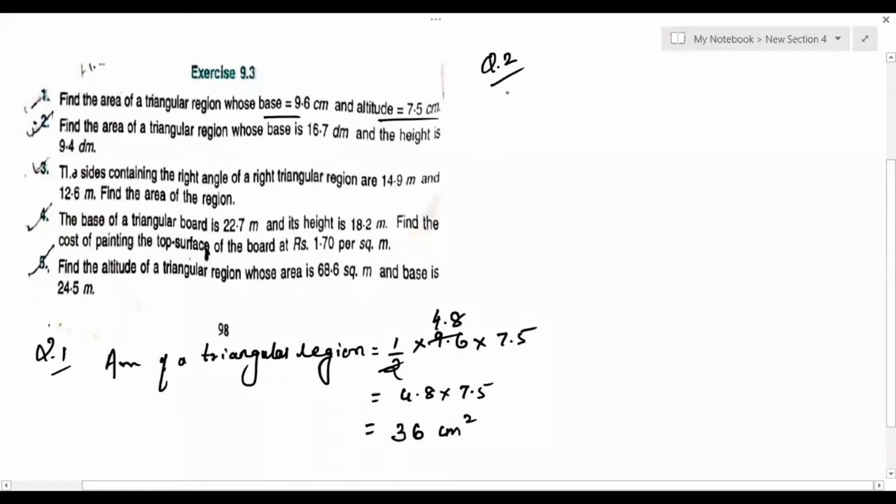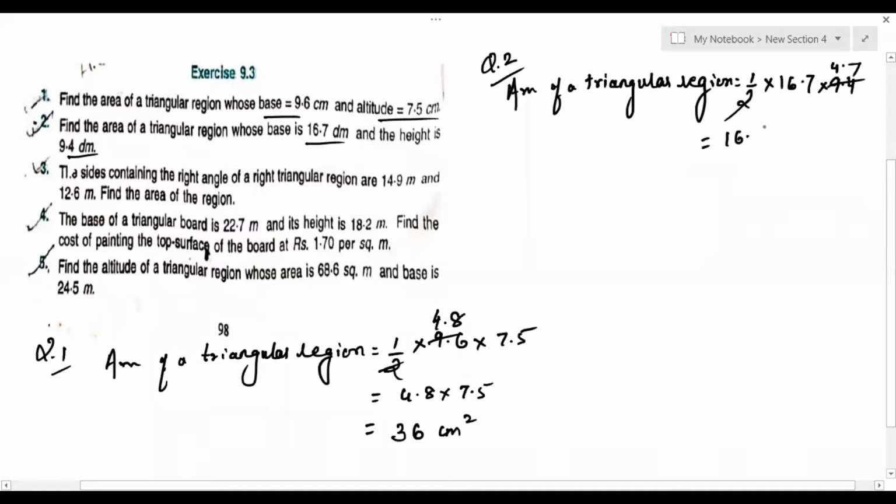In question number 2 we have the base as 16.7 decimeter and the height is 9.4 decimeter. So again, the area of a given triangular region. Again we will go ahead with half into base into height. Now what is half of 9.4? That is 4.7. So we'll multiply 16.7 with 4.7 and we'll get 78.49 decimeters square.